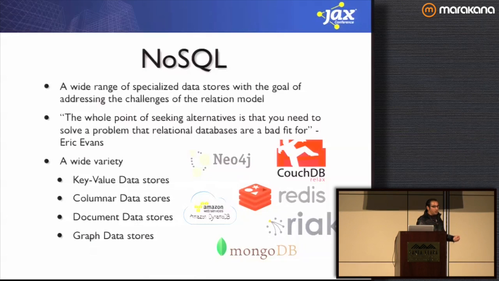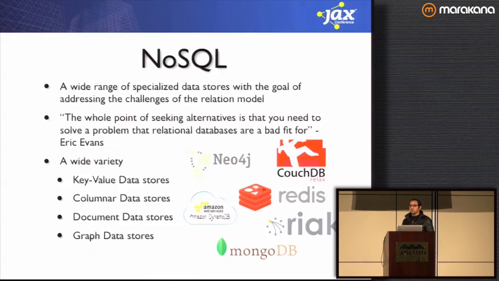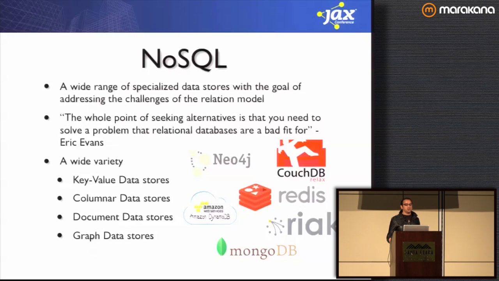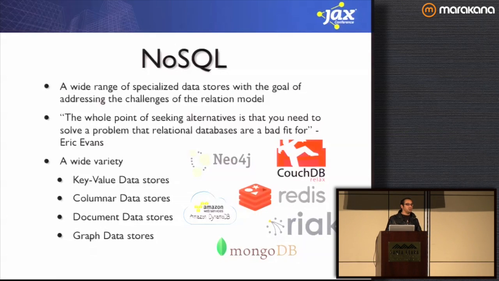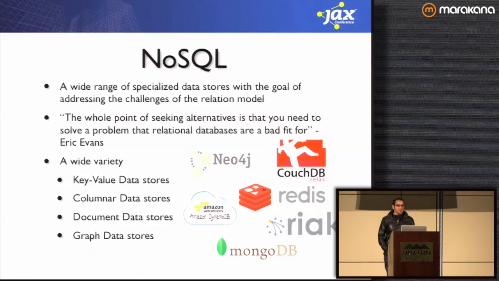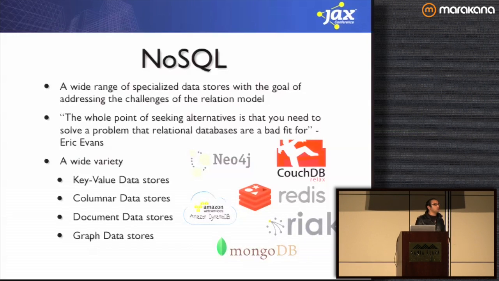So this caused an explosion of a wide range of specialized data stores that we call the NoSQL movement, whose goal is to address these issues. And the biggest issue is to be able to run your data store within a cluster, mostly. It's a wide variety. It's out of the scope of this presentation, but some of them are key-value or column-based data stores, some of them are document-based, and we also have graph data stores, which are not designed to run on a cluster, but they look at the data differently, and they allow you to query it like a graph.